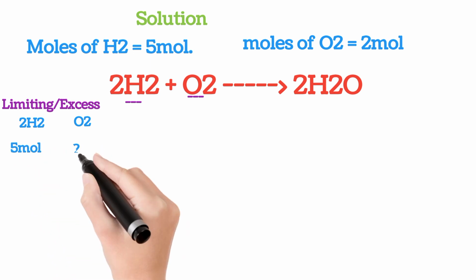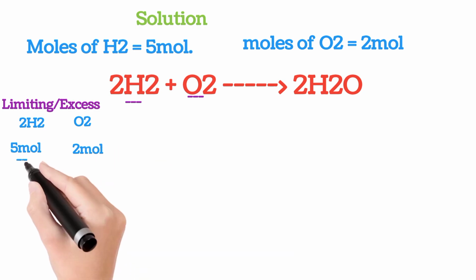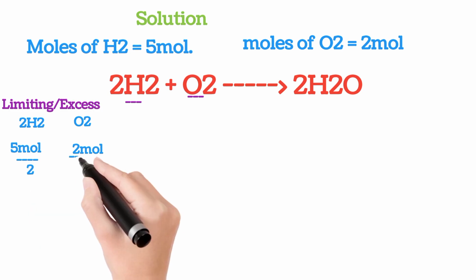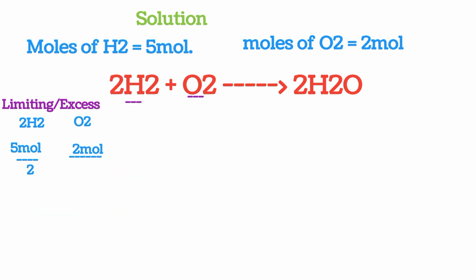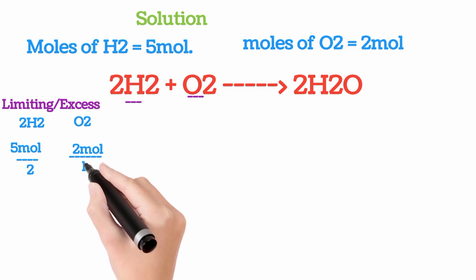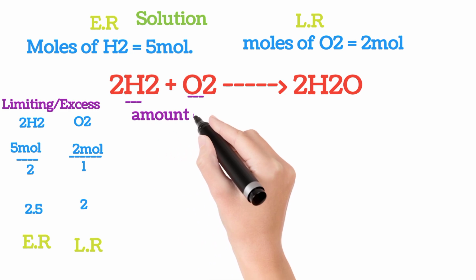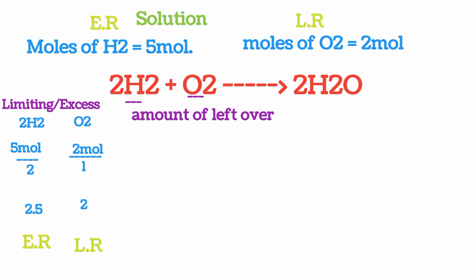So we'll find the simplest ratio by dividing the given moles, which is 5 moles of hydrogen and 2 moles of oxygen, by their coefficient. So we'll have 5 divided by 2 and 2 divided by 1, which is the number of moles of oxygen in the equation. So we're going to have 2.5 and 2. 2 is smaller than 2.5. Therefore, 2 is the limiting reagent, and that is oxygen, while 2.5 is the excess reagent, and that is hydrogen. Let's calculate the amount of leftover.